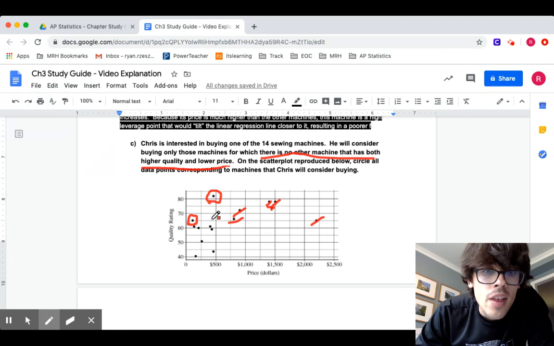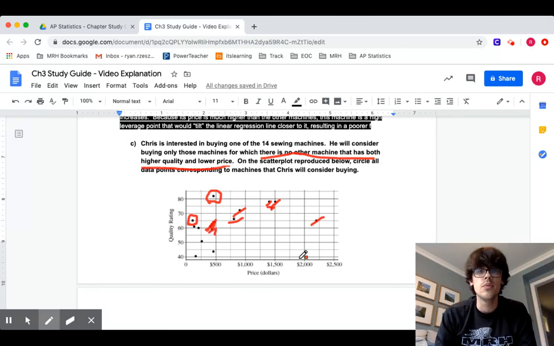And then I looked at this point, I was like, oh, should I circle this one right there? But now that I have this second point circled, this is the next best machine. It's got a better quality than this one, and that one's more expensive, so that would not count. So the only two points that fulfill his requirements of being the best quality for the money are the two that I have circled right there.